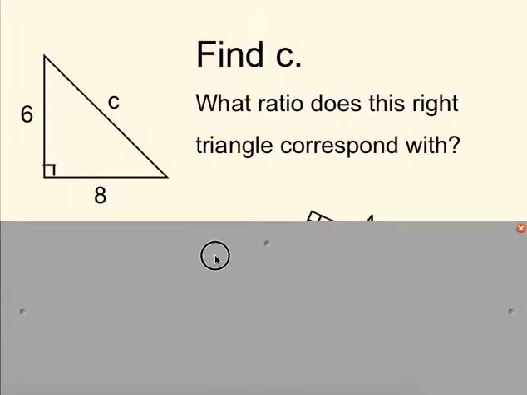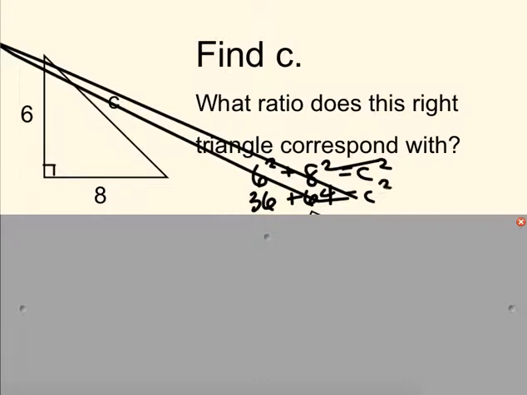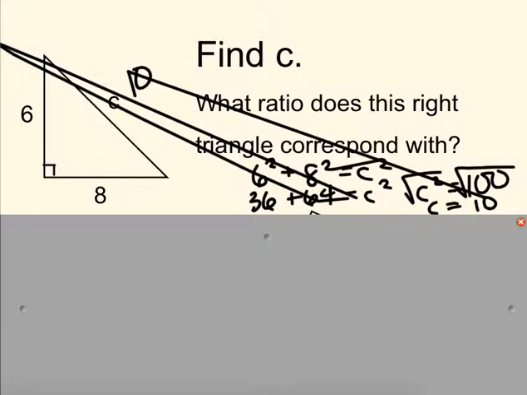So like this one, if we were to plug this into the Pythagorean theorem, we would say I have A squared, so I have 6 squared. B squared, we have 8 squared equals C squared, which means I get 36 plus 64 equals C squared, which means that C squared is equal to 100, and I can take the square root of each side to see that C is 10.